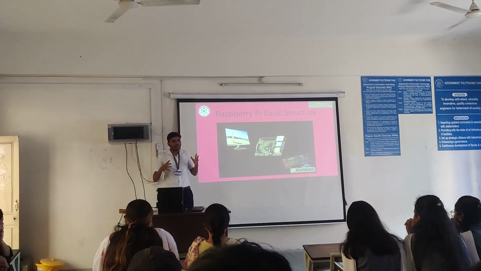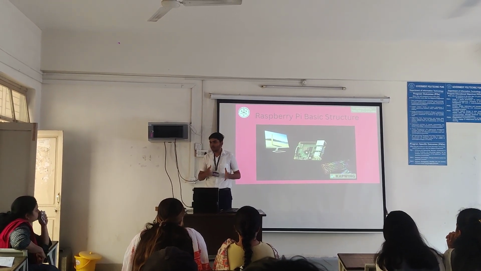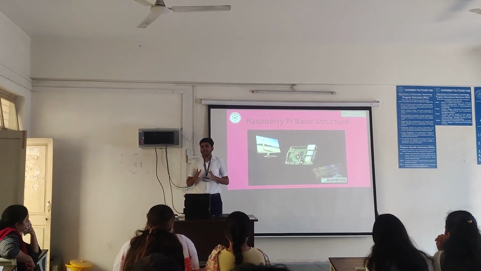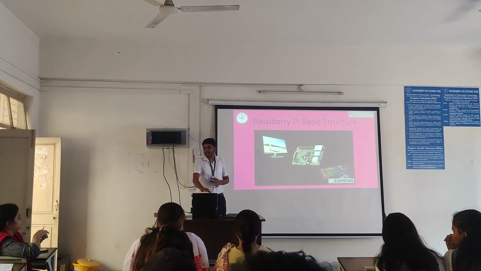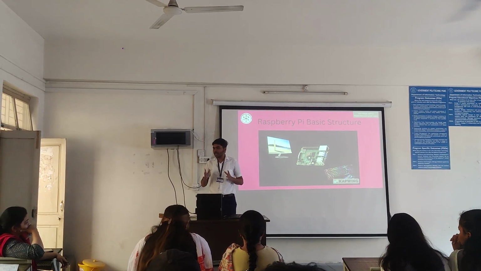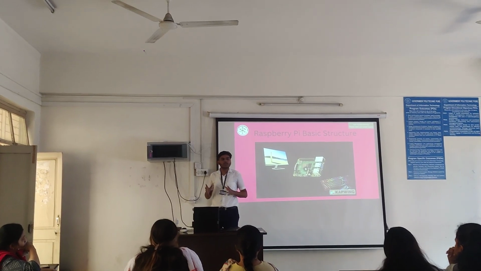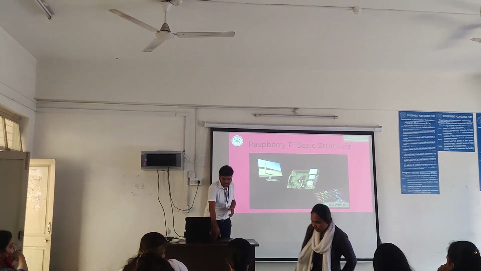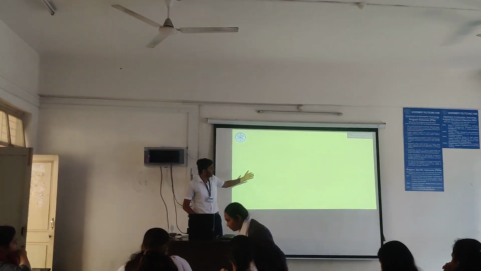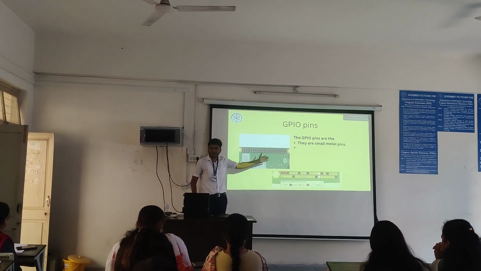So let's think like each winner has a differentiating factor. Like Tesla has autopilot. So what is the differentiating factor of Raspberry Pi? Why should we use Raspberry Pi other than a desktop PC? The differentiating factor of Raspberry Pi is none other than its GPIO pins, general purpose input output pins. It has 40 general purpose input output pins. We can see in this slide that we have 40 GPIO pins.